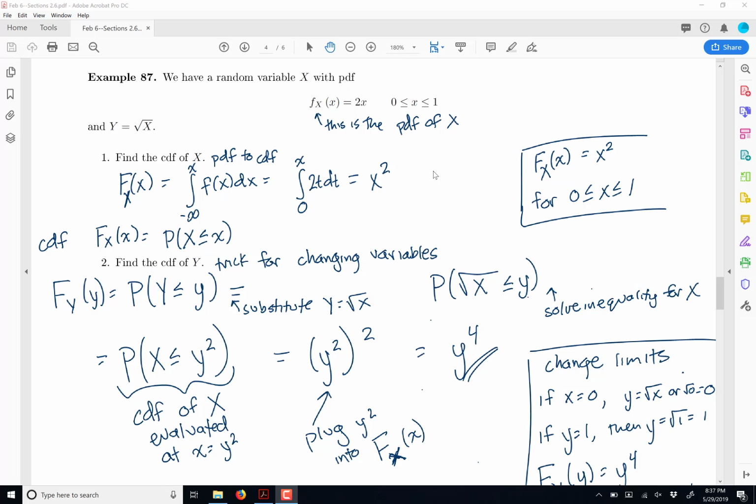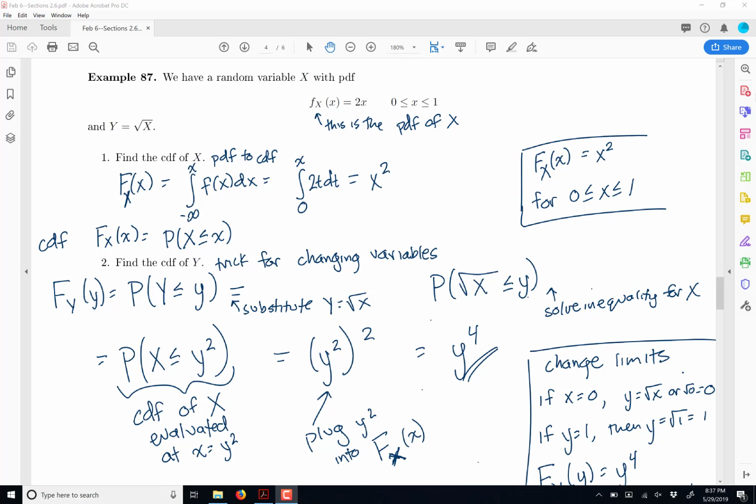So this is example 87 from the lecture, and we'll attempt to explain it again. Let's see. So we have this random variable with our PDF f of x is 2x. Okay. And we want to transform it. We want to take a new variable where y equals the square root of x.